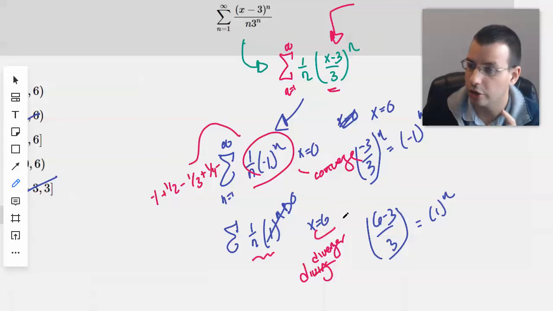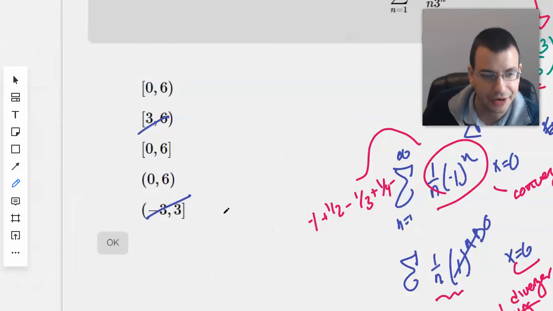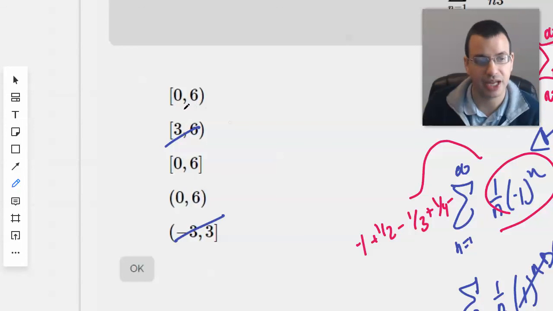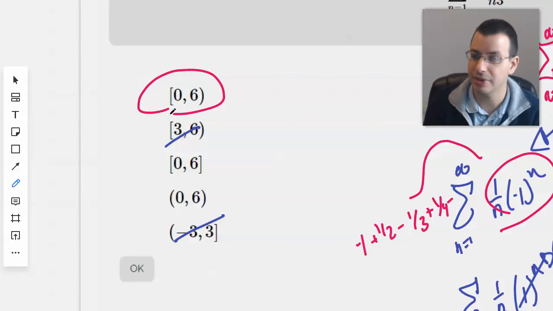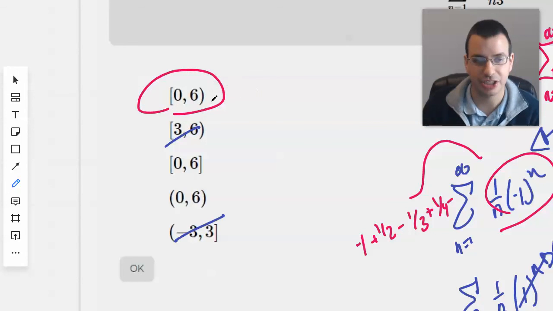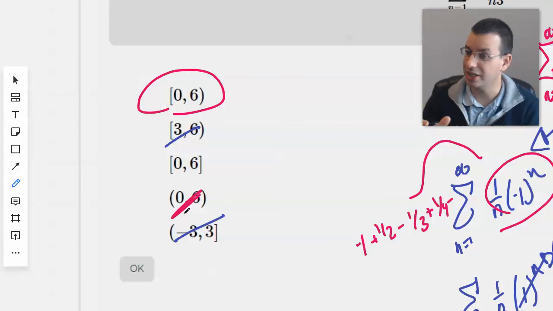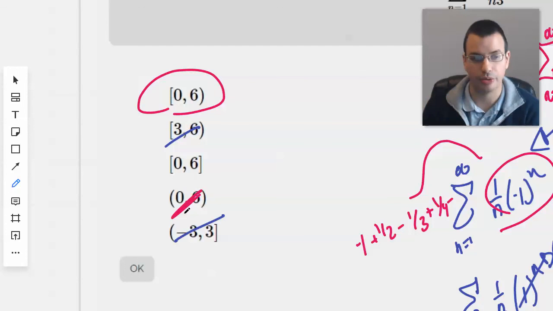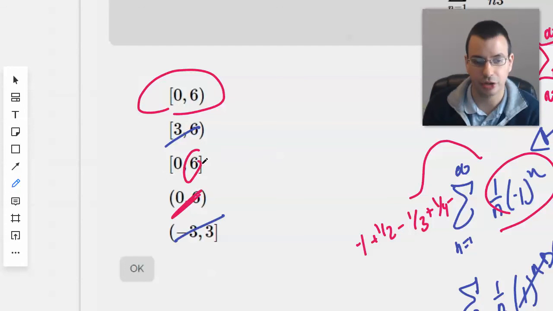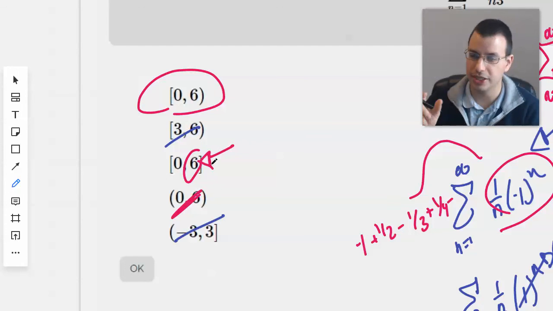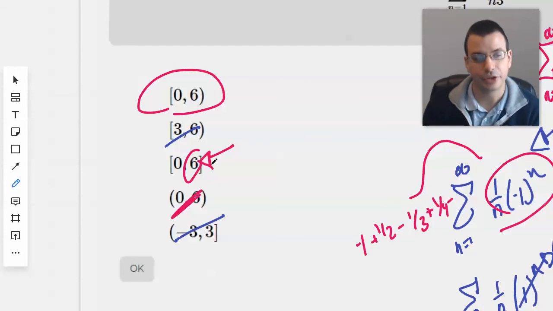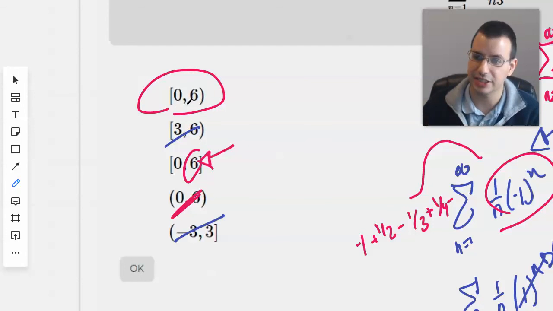So we want to include 0, but not 6. So that is this one right here. This little bracket means includes, and this little parenthesis means does not include. This one isn't true because 0 will pass the alternating series test, and we want to include 0. This one is wrong because it includes 6, and 6 would not alternate. So 0 and 6 is the right answer.